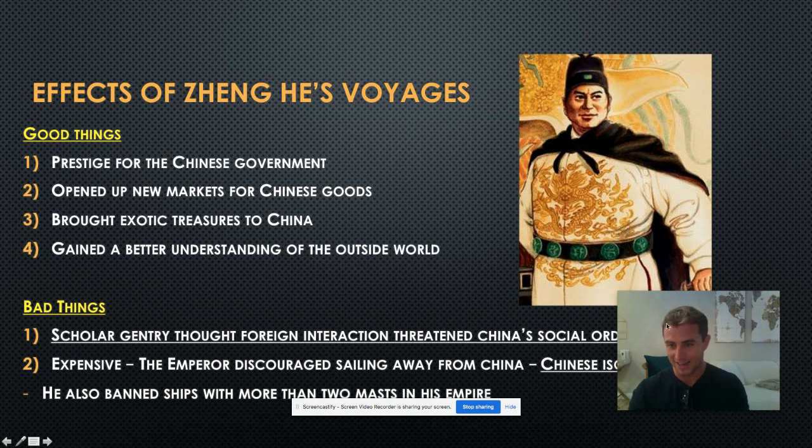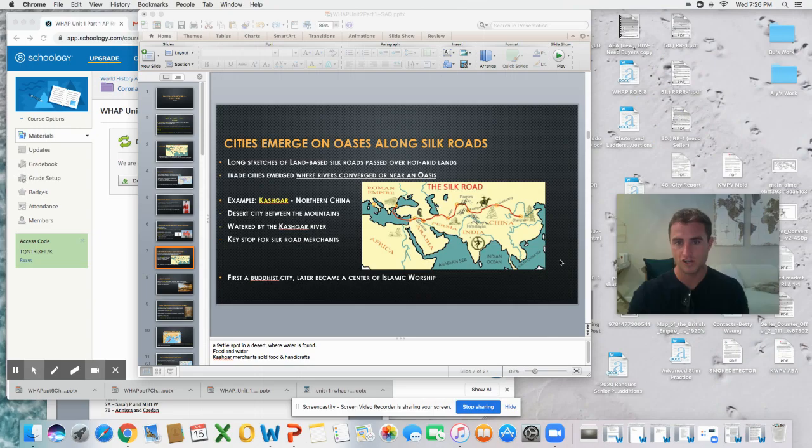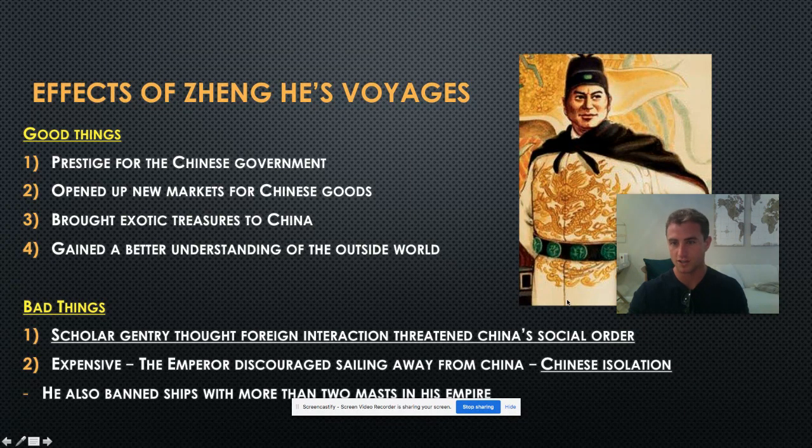But the biggest effects of Zhang He's voyages are going to be the long-term effects. The scholar gentry does not like the fact that all of these outside goods and outside ideas are being brought back to China by Zhang He. And that has to do with our understanding of Confucianism. Confucianism is all about honoring tradition. It's all about honoring your ancestors and how things have been done for thousands of years. And so now bringing in all of these foreign goods, these foreign ideas, this is a threat to the very way of life of China.